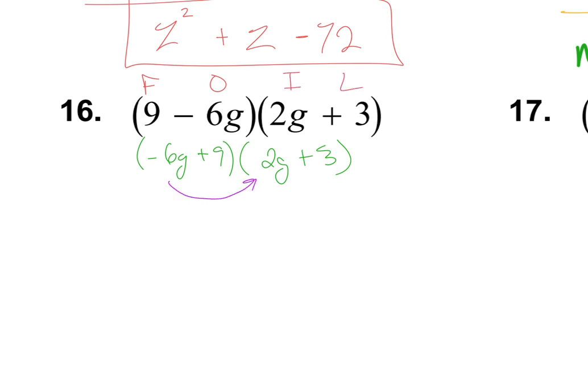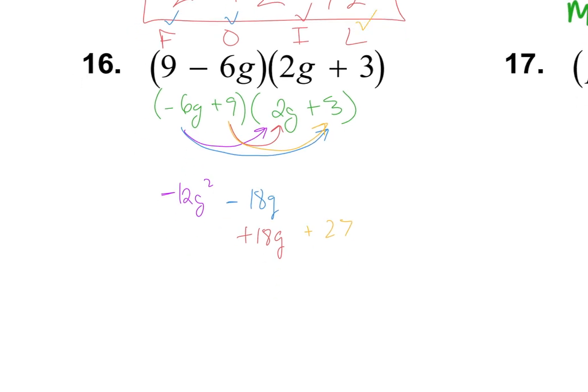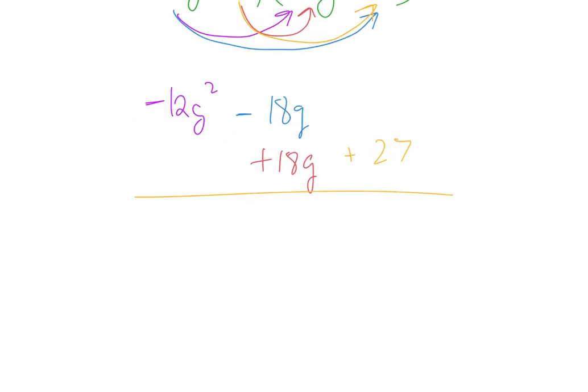Here are the first two terms. We get negative 12g squared. Check. We have the outer two terms, which is now negative 18g. We have the inner two terms. I forgot to do my check. Check. The inner two terms are 9 and 2g. That's 18g. That's not a g. That's a g. In the last two terms, which is plus 27. Check. Okay. Combine all that, you get negative 12g squared.